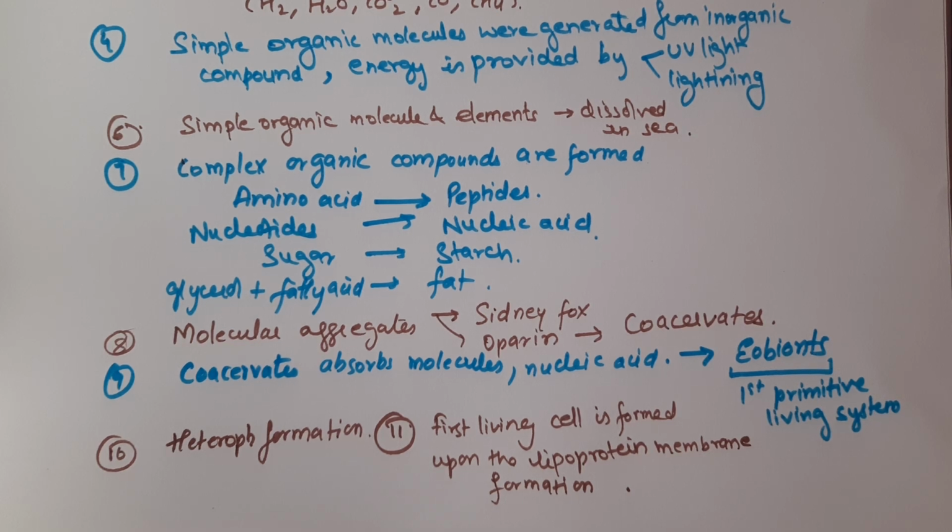I hope it is clear to you, and if in the examination it is asked to explain the various steps of the chemical origin and evolution of life, then you have to write these 11 points.